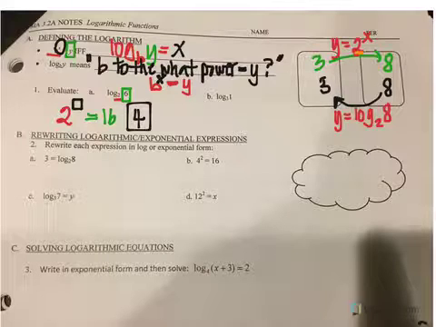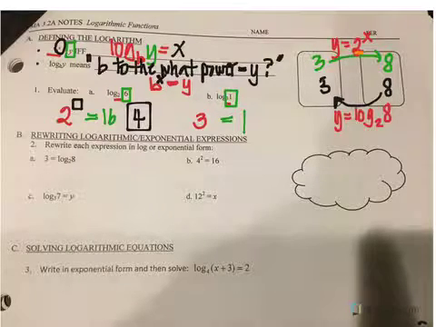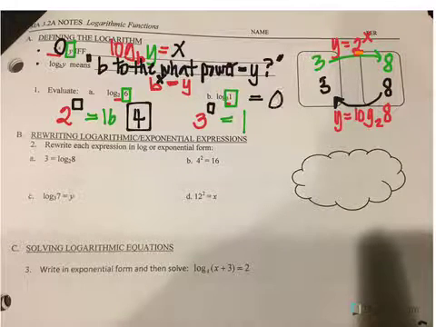So let's look at the next one. Find the base. He's the little guy down in the basement. The base, 3 to the what power gets me 1. And then of course we know that anything to the 0 power is 1. So the answer to this one is 0.